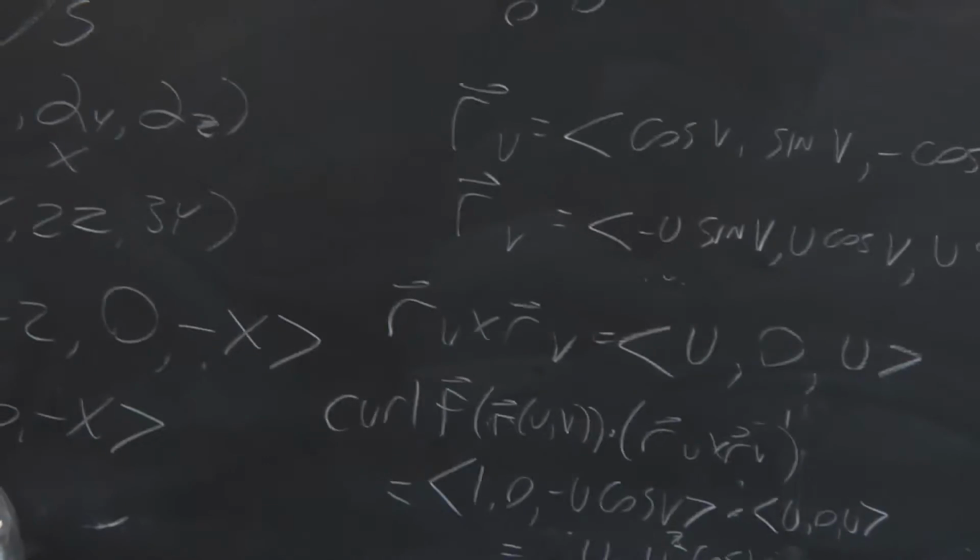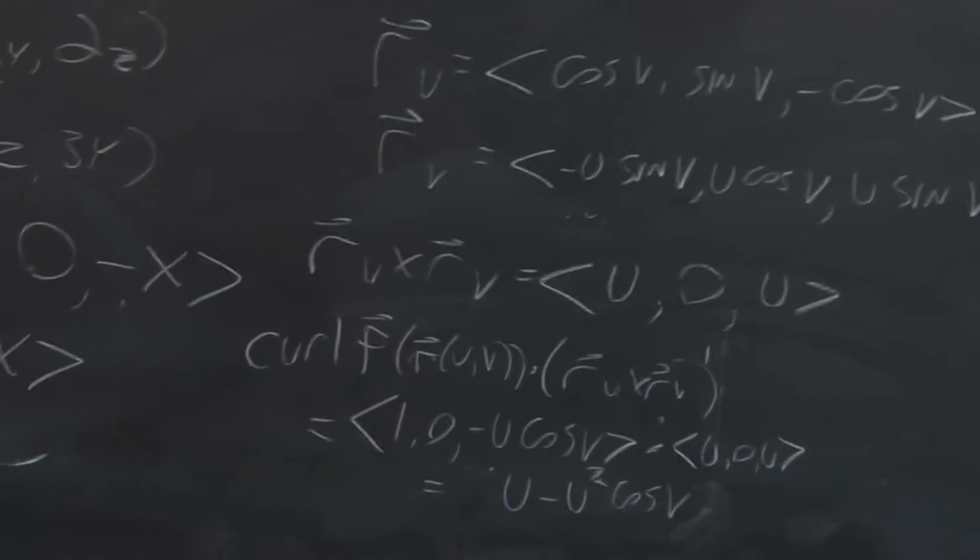Because I made a mistake earlier in the notes. Obviously X. And it turns out it doesn't affect the final answer. That's why I didn't notice it, because the integral of that whole thing ends up being 0 anyway.